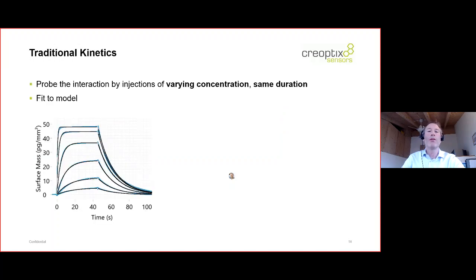I assume most of you are familiar with traditional surface-based interaction analysis techniques, such as SPR and our own GCI. For determining kinetics, first a target is captured on the sensor surface, and then the analyte is flown over the sensor in multiple concentrations, and the binding recorded in real time. Thus, in traditional kinetics, the interaction is probed by injections of varying concentrations, but same duration.